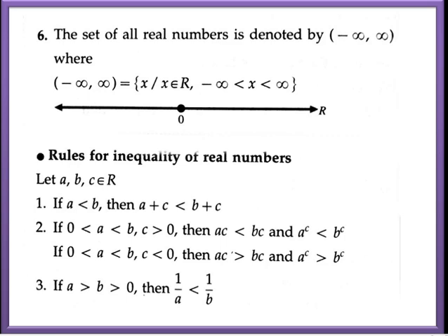Now consider another example. 6 is less than 10. Now multiply by minus 1. What can you say about minus 6 and minus 10? Minus 6 is greater than minus 10. Now the third result is again important. Suppose A and B both are positive and A is greater than B, then 1 upon A is less than 1 upon B. So if you take the reciprocal, the inequality reverses. Example, 4 is greater than 3, but 1 upon 4 is less than 1 upon 3.